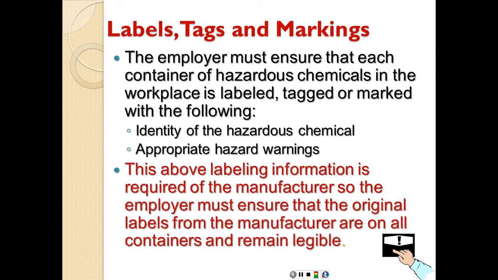This above labeling information is required of the manufacturer, so the employer must ensure that the original labels from the manufacturer are on all containers and remain legible. So the responsibility initially is on the manufacturer of that chemical. They have to label that container, and once these containers are brought to the site, you have to make sure that this label remains intact, and if it gets damaged, you have to replace it with another label with the same information.